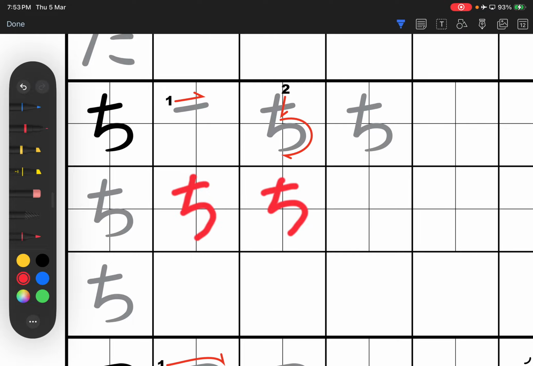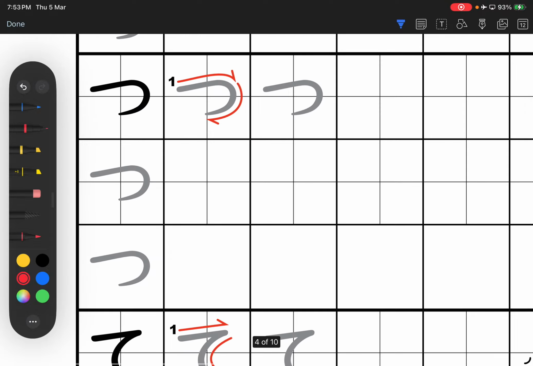Let's look at the name list in case I want to call people's names. Okay, next we have tsu. The pronunciation is TSU. You know tsunami, right? So it's not really an su sound, it's tsu.